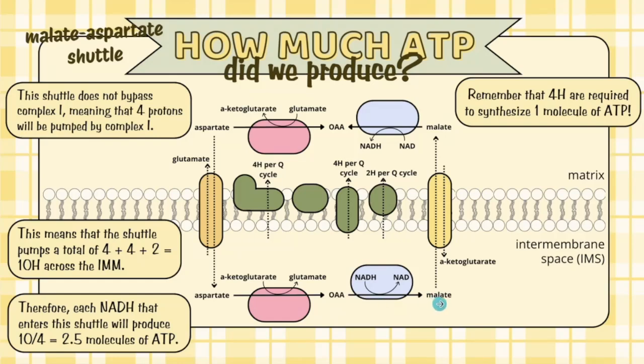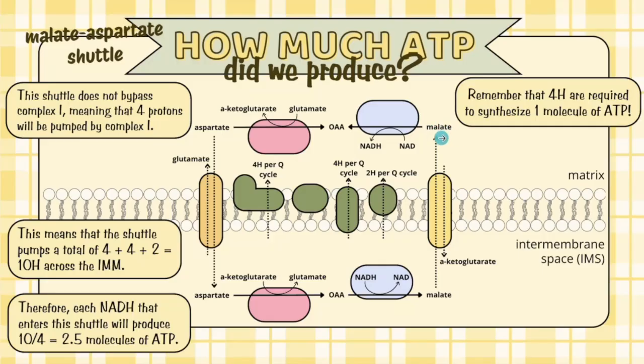So malate will now enter the matrix. Oxaloacetate will be converted to malate. Malate will enter the matrix through a certain transport protein called the malate alpha-ketoglutarate transport protein. And this is an antiporter. It takes malate into the matrix, and it also transports alpha-ketoglutarate out of the matrix.